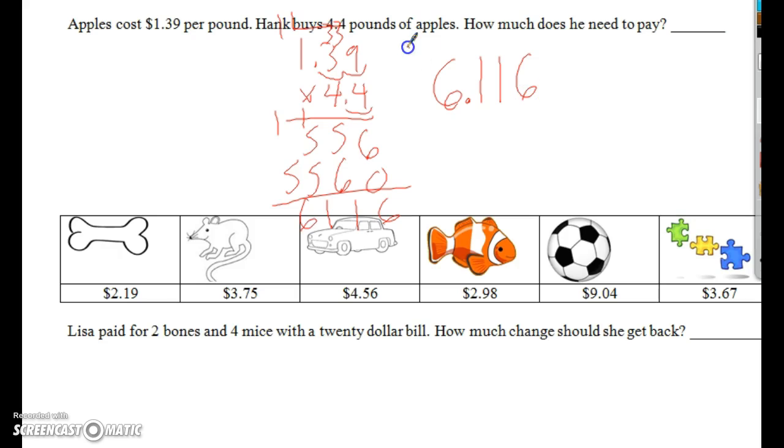The problem is when we're buying apples, it's dollars and cents, so we need to round this off to the nearest cent. So the 6 tells me I need to go up, so this is really going to round to $6.12.